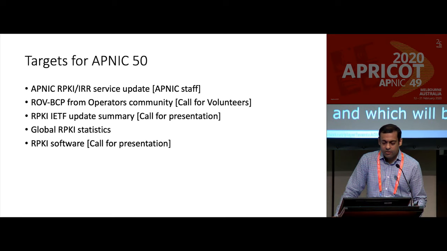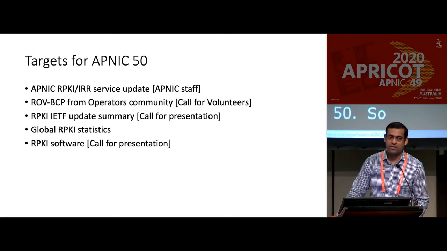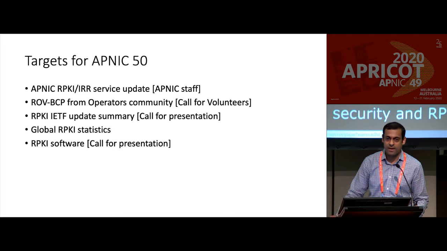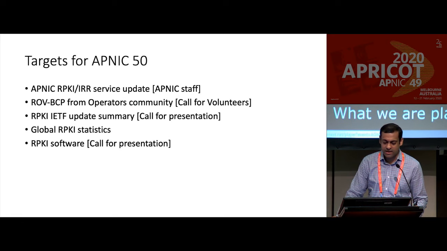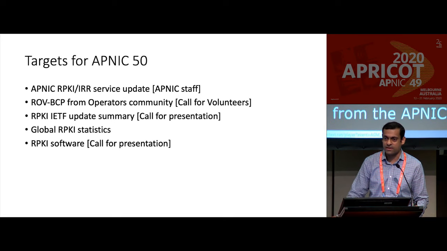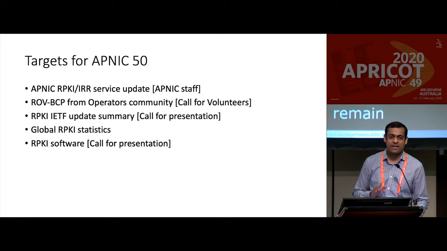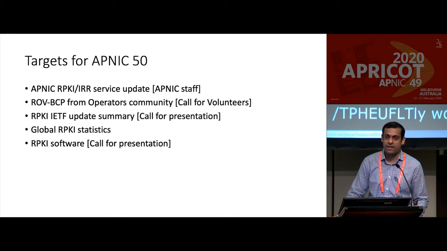We couldn't share it yesterday because the time was limited, but this is our plan for APNIC 50. So people who are interested in routing security, RPKI and other stuff, please make a note. What we are planning to do is discussions on the APNIC RPKI or IRR services and its update, something which was shared in the policy SIG. But we made it very clear that any policy discussion will remain in the policy SIG, but anything technical can fall into the Routing Security SIG. We will definitely work closely with the policy SIG chair to make sure that there is no overlap.